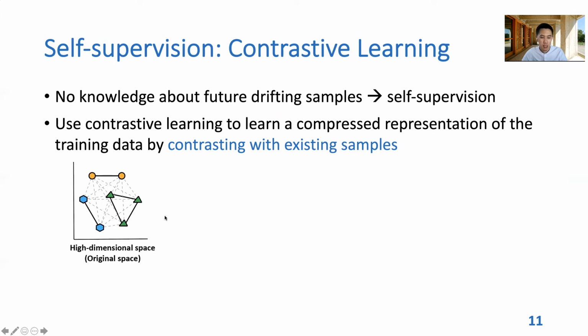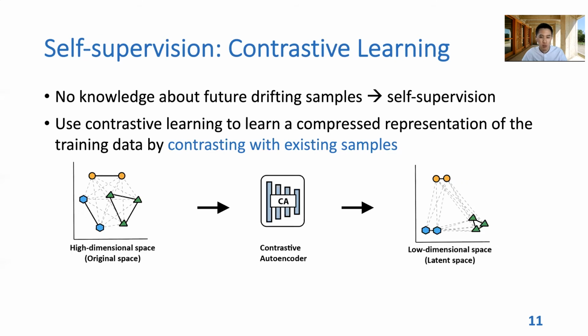Here's a high-dimensional space where different samples from different classes are dispersed. If we feed them to a contrastive autoencoder, basically an autoencoder with contrastive learning, we can map them to a low-dimensional space called latent space. In this latent space, samples from the same class are tight with each other, while samples from different classes are forced to be far away from each other. In this way, we can learn a good representation of the training data.